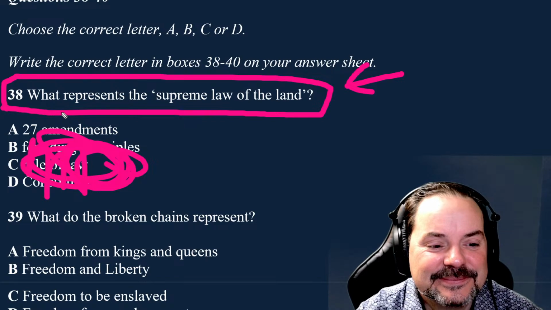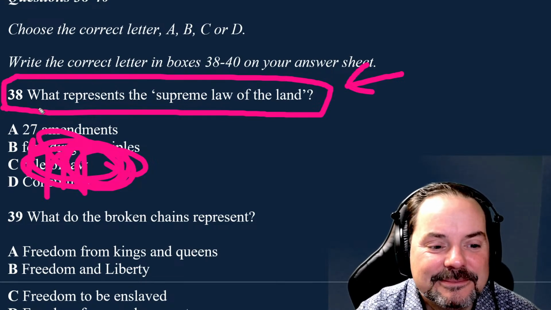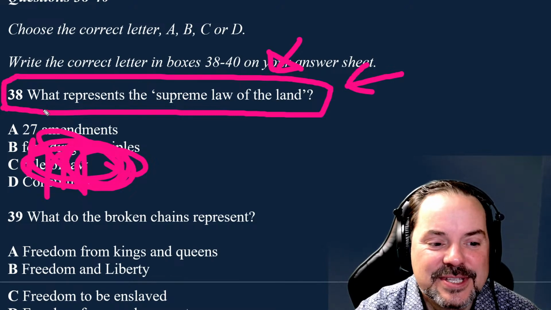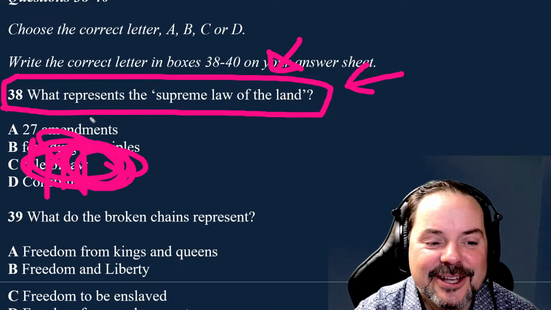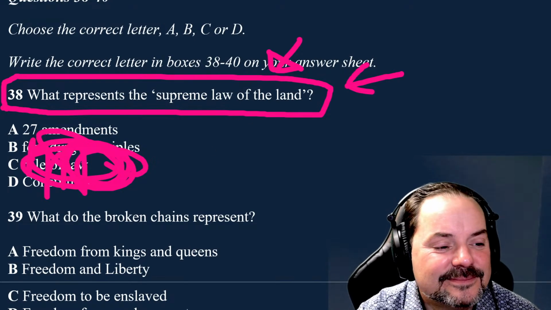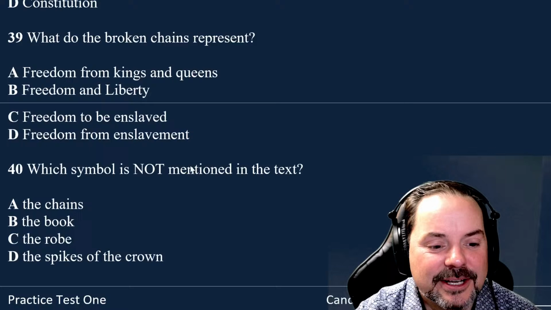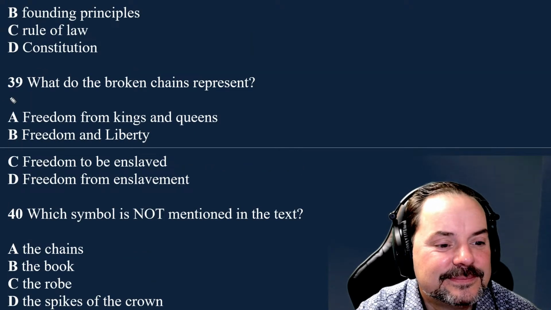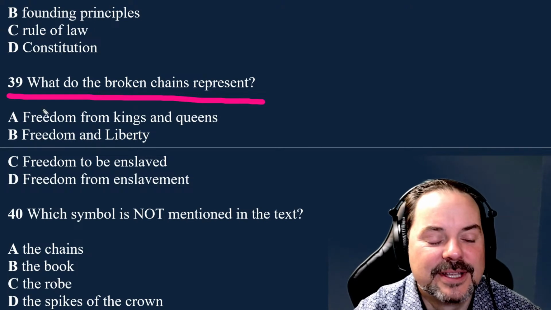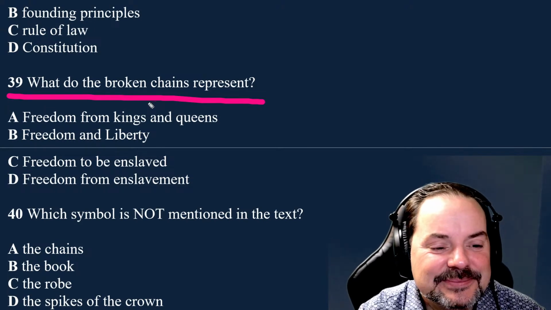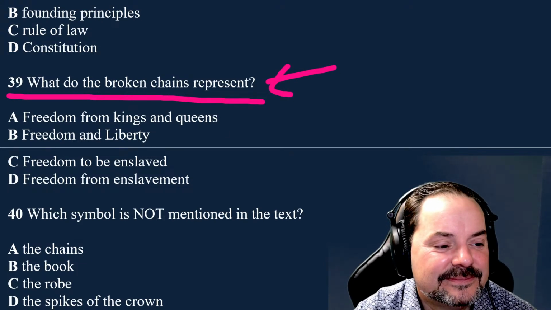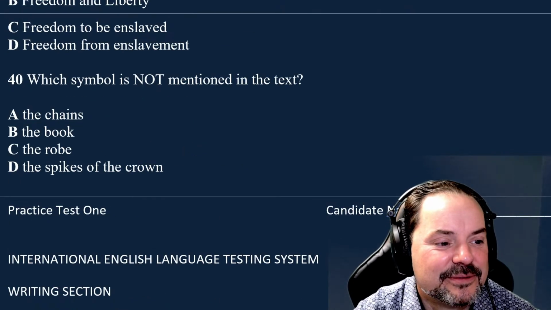Of course. Do you see it? Yeah. Okay, go ahead and read it. Number 38. What represents the supreme law of the land? Okay, perfect. Now read 39. We have to identify it in the text, no? No, we don't care about the text yet. Just read 39. What do the broken chains represent? Okay, and read number 40, please.